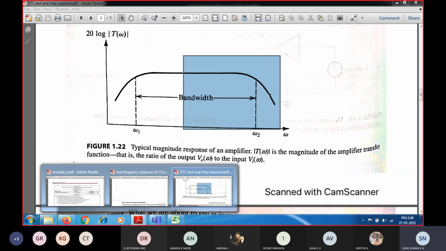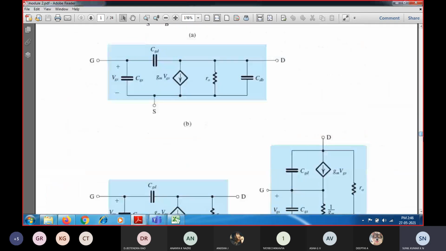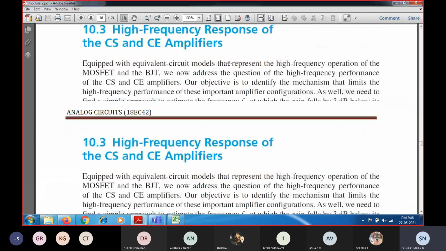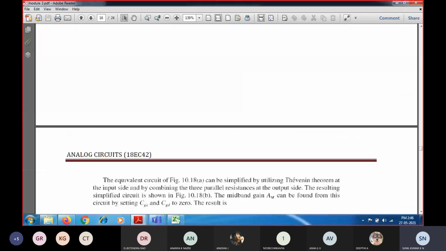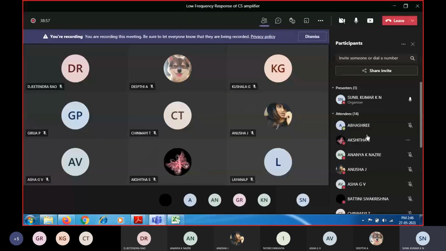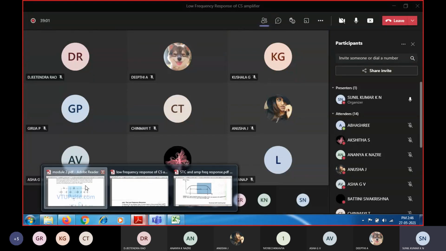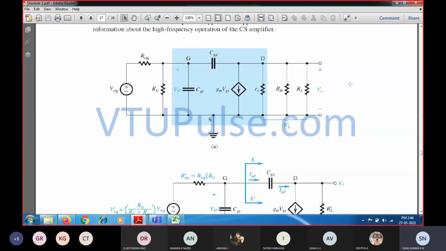And now, we have seen the high frequency equivalent model, and we have developed a model for the higher frequency range of operation. We have seen the higher frequency equivalent model to be like this.